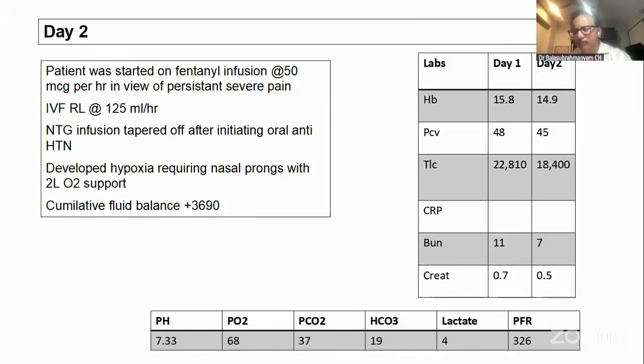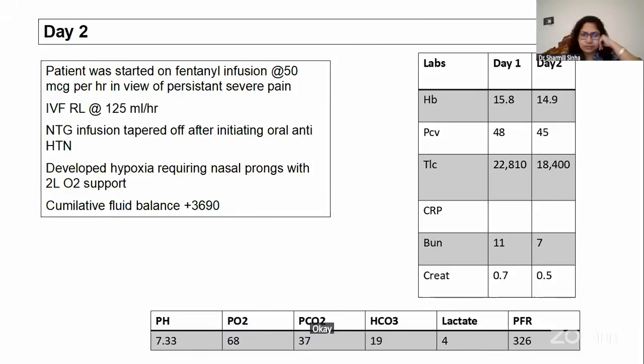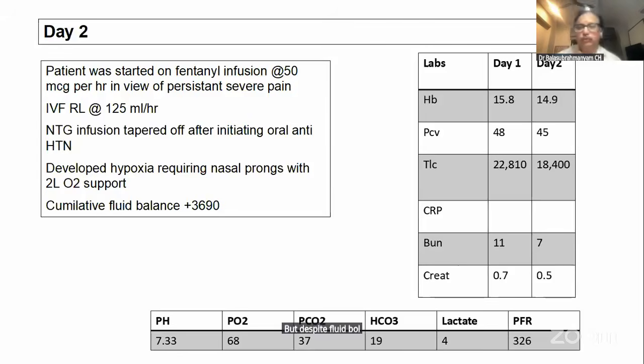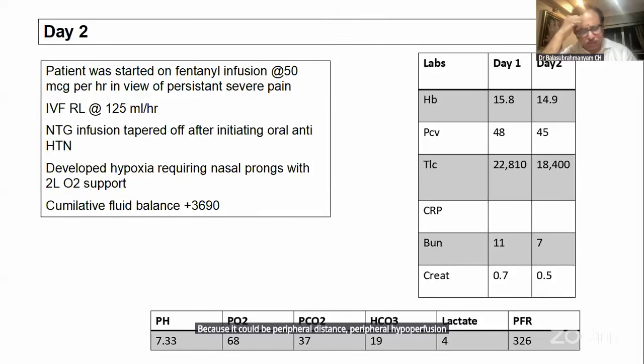Probably someone would have given some more boluses somewhere. Lactates were in an increasing trend; despite fluid boluses, your lactates are going up. So how do you want to approach this now? It could be peripheral hypoperfusion, sir. Why? What's his blood pressure?